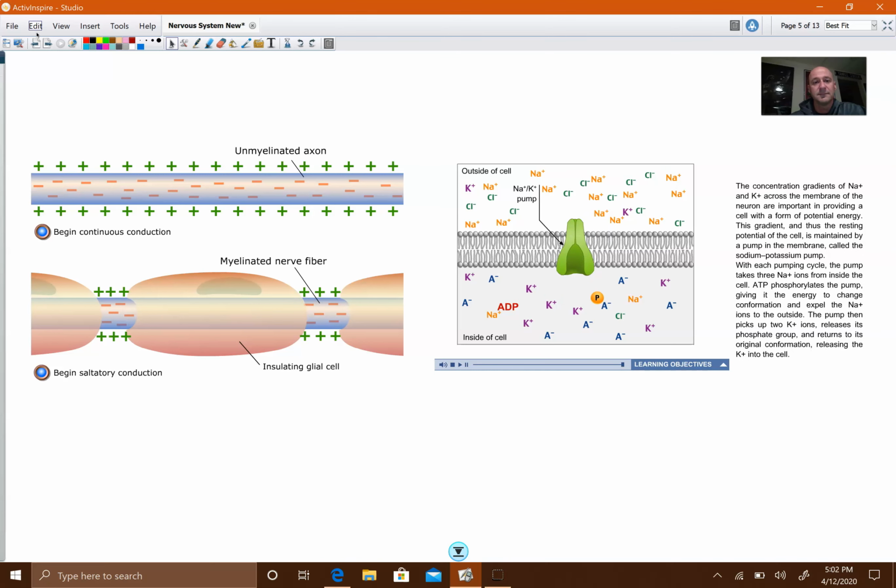The pump then picks up 2 potassium ions, releases its phosphate group, and returns to its original conformation, releasing the potassium into the cell. So this is important because if we're taking 3 sodiums and pumping them outside the cell, and 2 potassiums and pumping them into the cell, what that does is it causes an imbalance in the charge. This is what causes an electrochemical gradient. And so this sets up an overall negative charge inside of the cell.